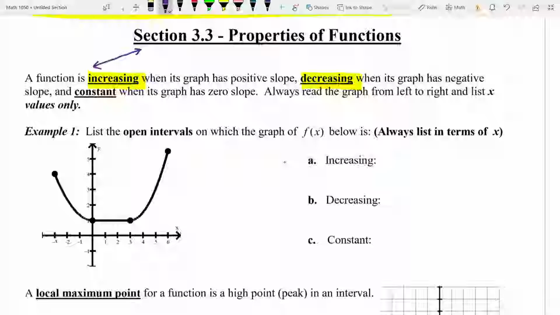Everybody turn forward, take notes. Are we good? The graph goes down like that. That's what decreasing looks like. And then constant is just when it's a horizontal line, so there's no change in the y value. That's what it looks like when it's constant.